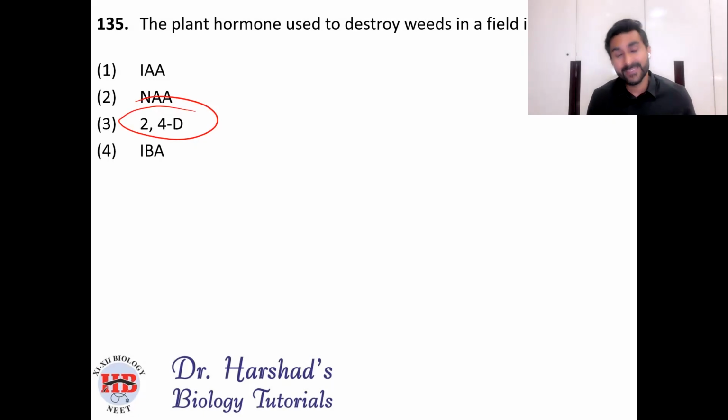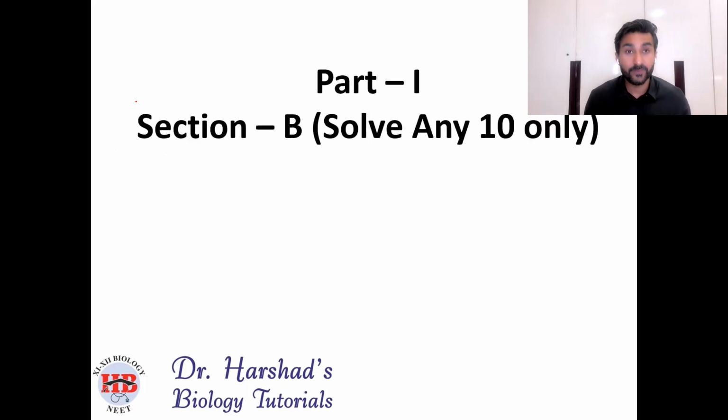To destroy weeds, if you remember, we use a synthetic auxin called 2,4-D, 2,4-dichlorophenoxyacetic acid. So 2,4-D would be the answer. Again, a straightforward question. It is used as a synthetic weedicide.